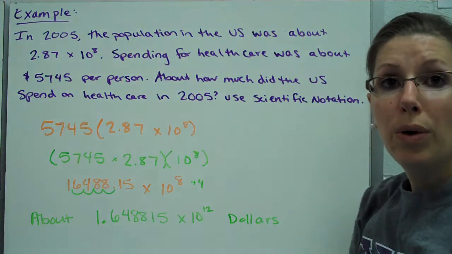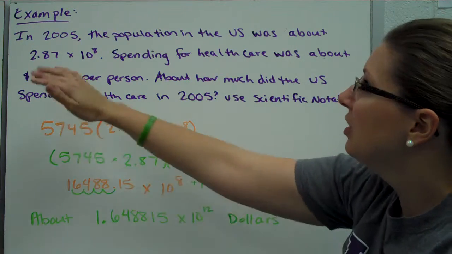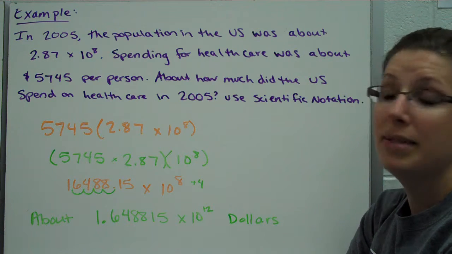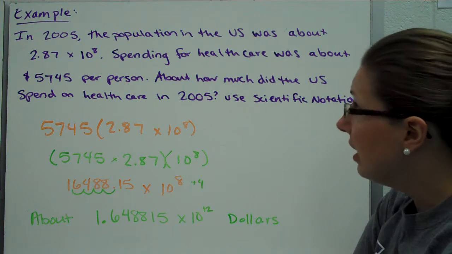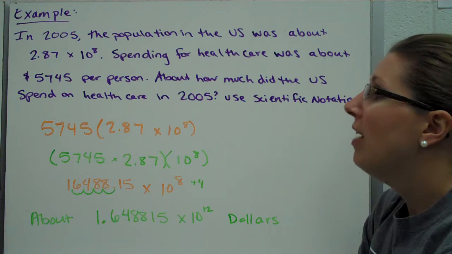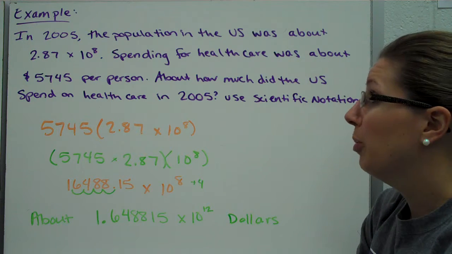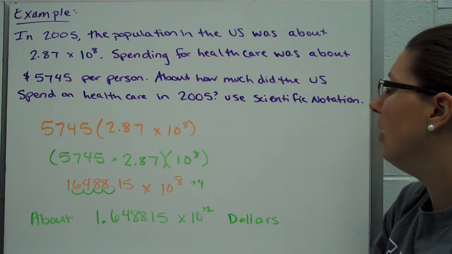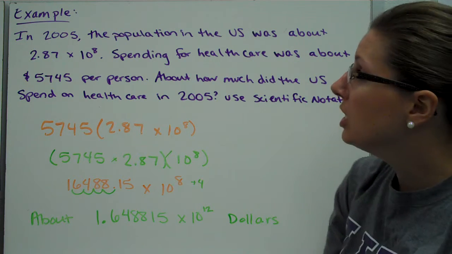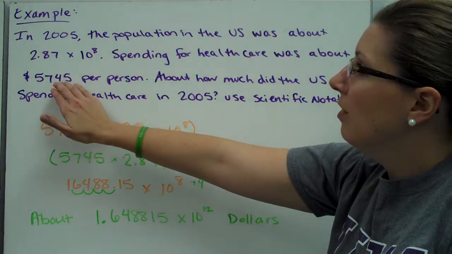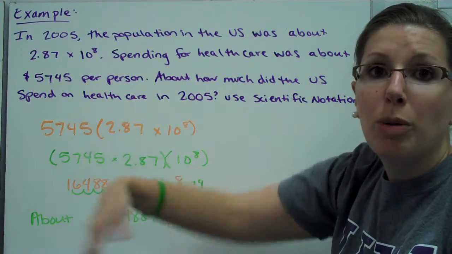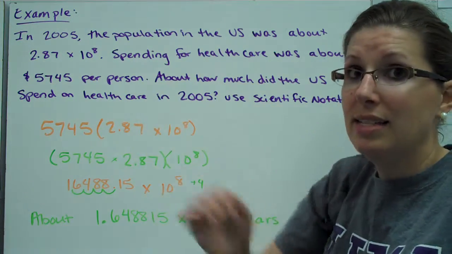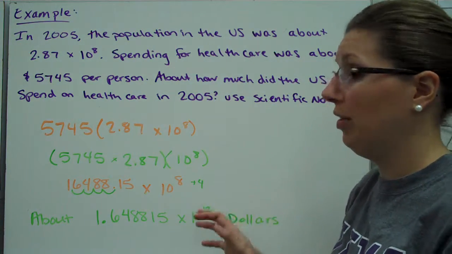We're going to do one quick word problem and then we're done. In 2005, the population in the United States was about 2.87 times 10 to the 8th power. Spending for healthcare was about $5,745 per person. About how much did the U.S. spend on healthcare in 2005? Use scientific notation. So here we're spending over $5,000 per person. So for every person here in the United States, that's how much they're spending on healthcare in a year.